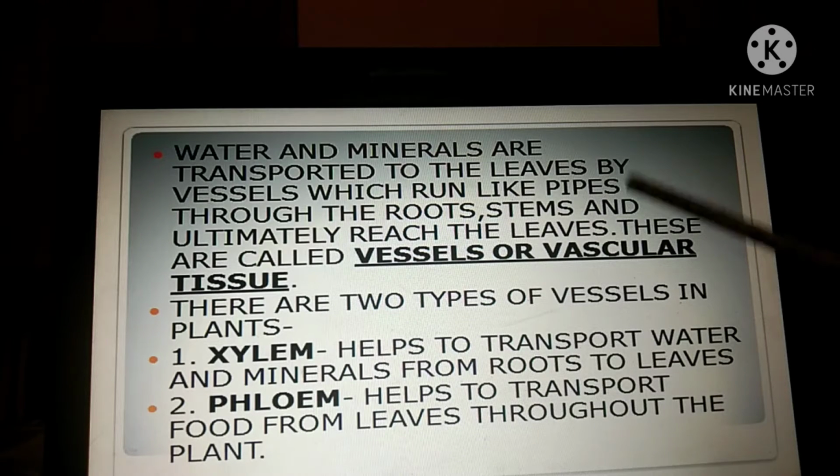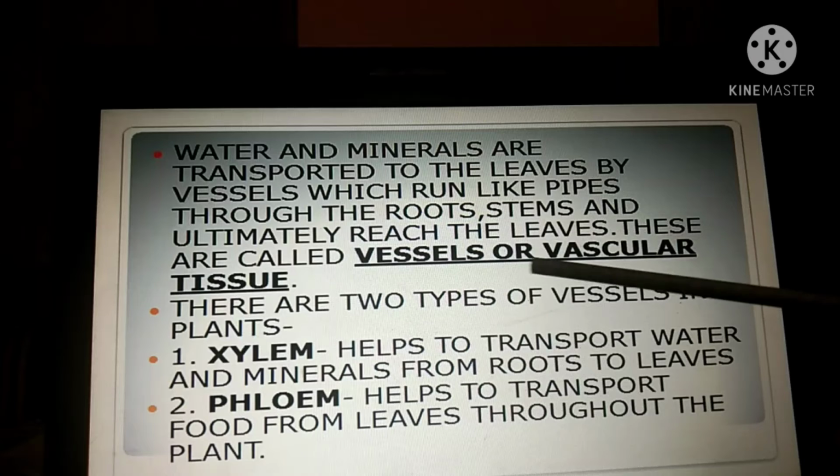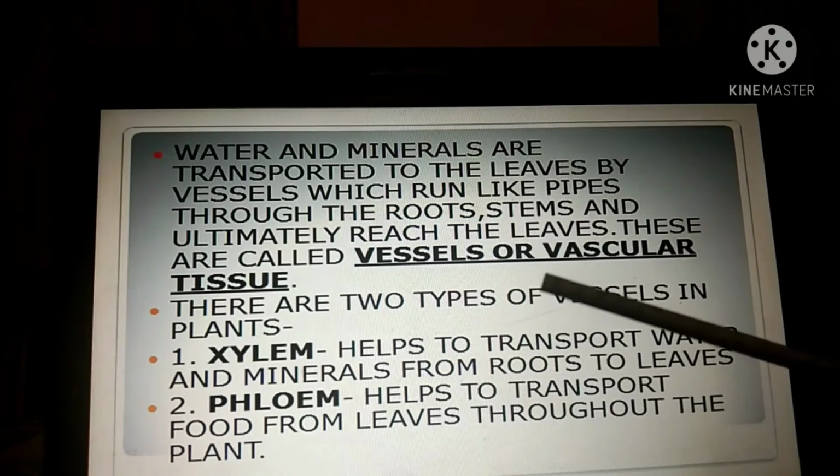These connections or pipes are the pathways, the roads, through which the water and minerals will go to each and every part of the plant, as well as the food which is made in the leaf, that will also go to each and every part of the plant. These are called vessels or vascular tissue. You will study about it in the coming slides.